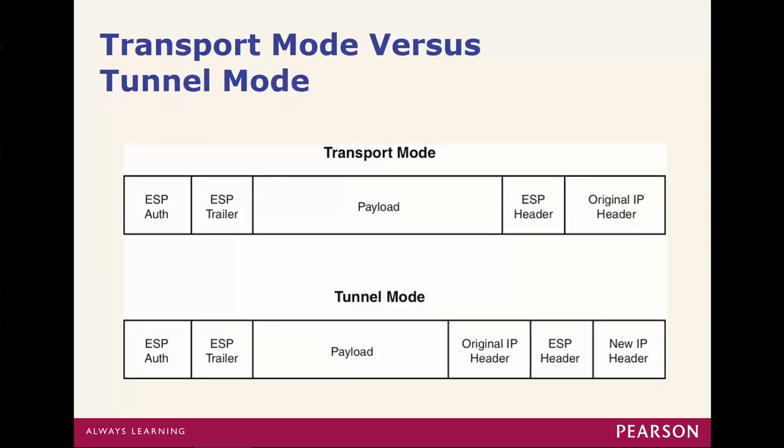So transport mode versus tunneling mode. You can actually encrypt more of this material. You actually have, again, your ESP authentication and your trailer, your payload, and your header. Then you have the original IP header. In tunnel mode, same general idea, except you have both the original and you have a new header.